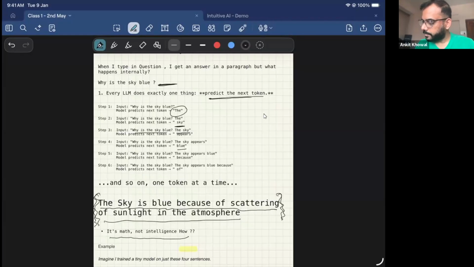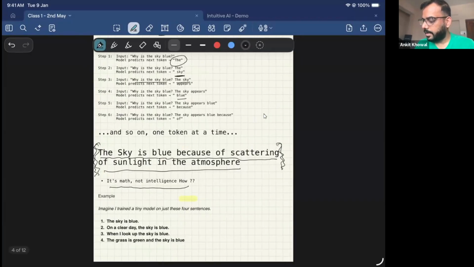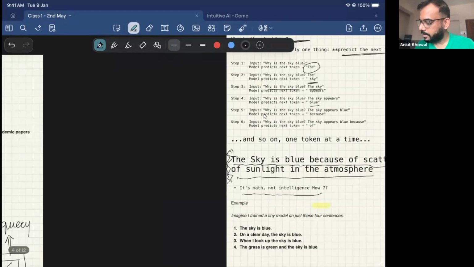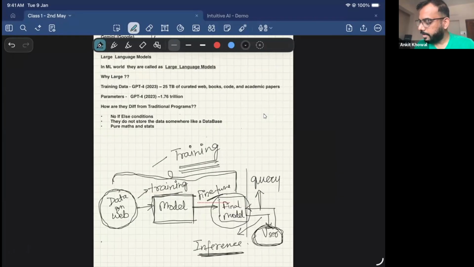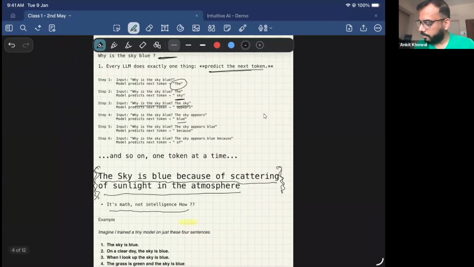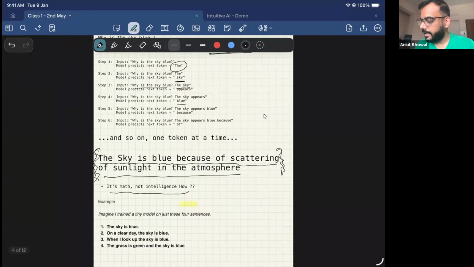Let's take an example. Like I said in my previous slide, we are training the model on data from the web. What I'm saying now is the system is not intelligent, it's math driven. Let's say in my training data, when I ingest articles from the internet, I will come across various articles which have some information about the sky. Let's consider 4 articles which will have information about the sky.